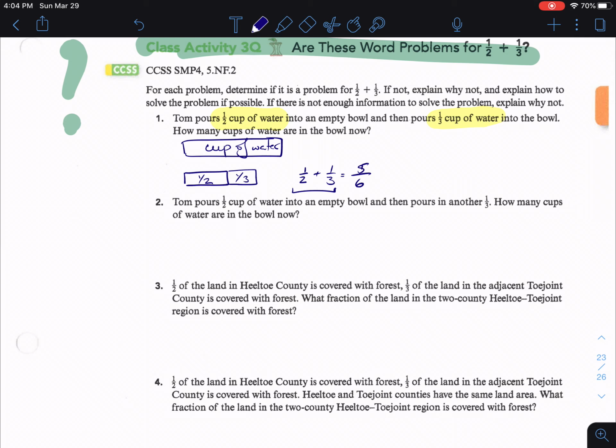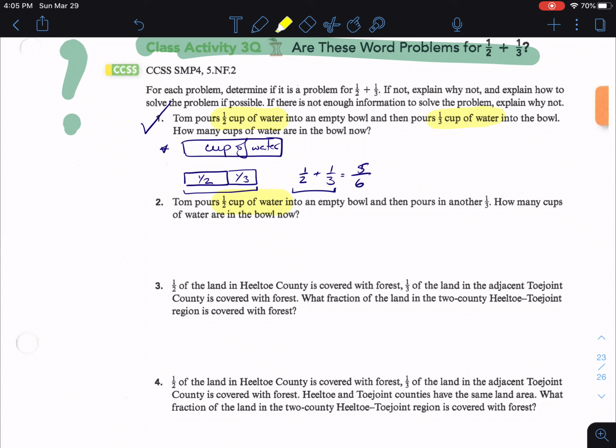Well, it does make sense because we're pouring half a cup of water and a third of a cup of water. Our whole is a cup of water for both of those fractions. And in order to figure out what the total is, we're adding to, or putting together, depending on how you're looking at the problem. So it makes sense that we're going to be looking for the sum. So here it is, a half plus a third.